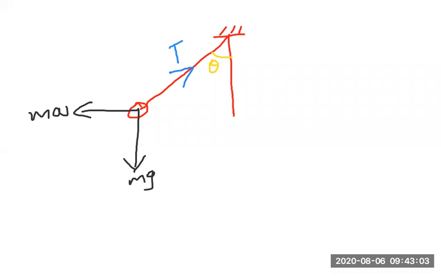These are the forces acting on the pendulum bob. This is the pendulum bob, having mass m. Now if you observe, this tension is making an angle theta with the vertical. So I am drawing one vertical line at the bob position, so that this angle is also theta.